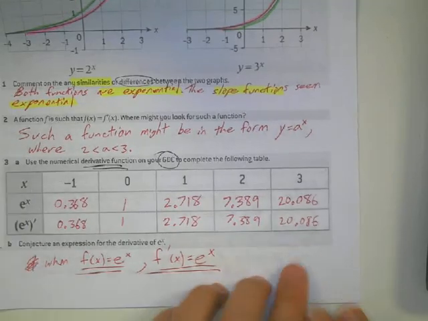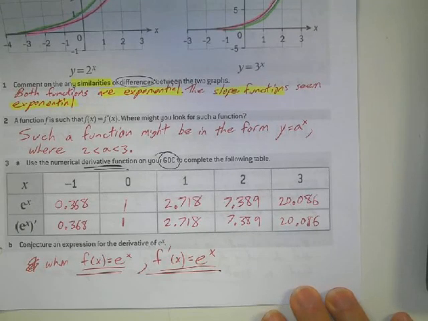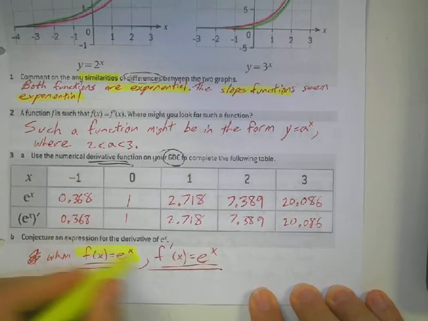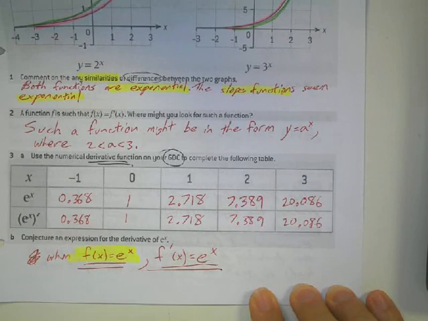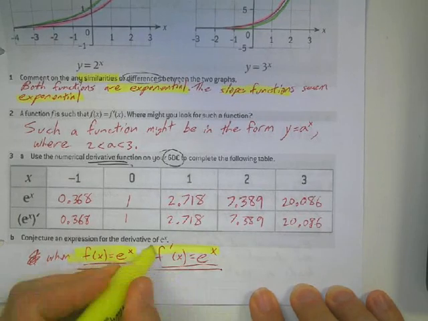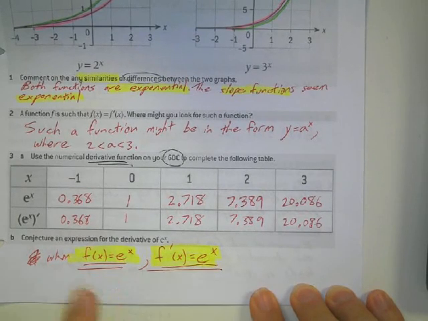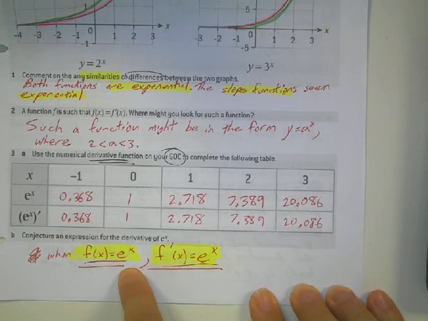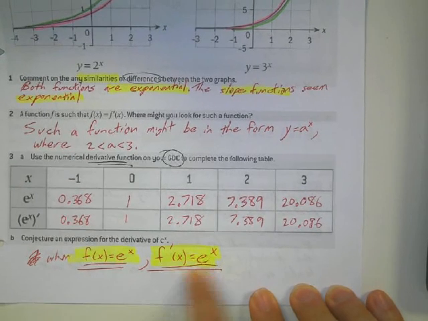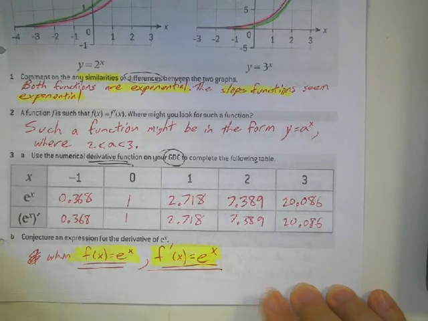Basically, this little experiment with this table, they wanted you to figure out that if I have a function e to the x and I take the derivative, it is going to give me e to the x also. That is the most important thing of this entire handout.